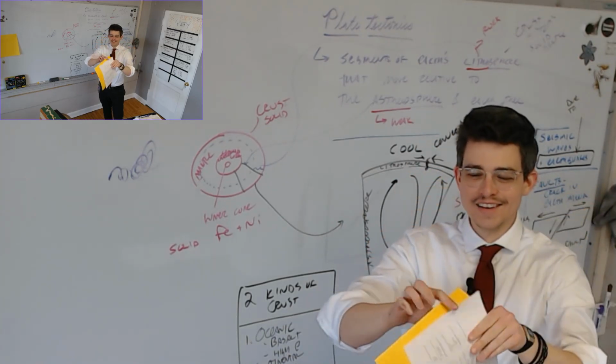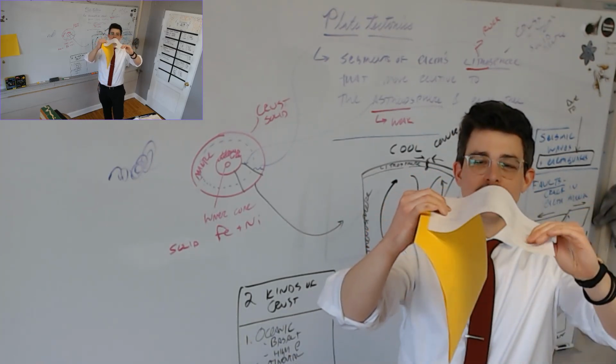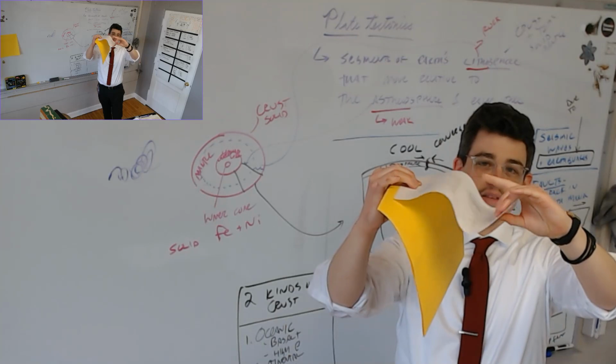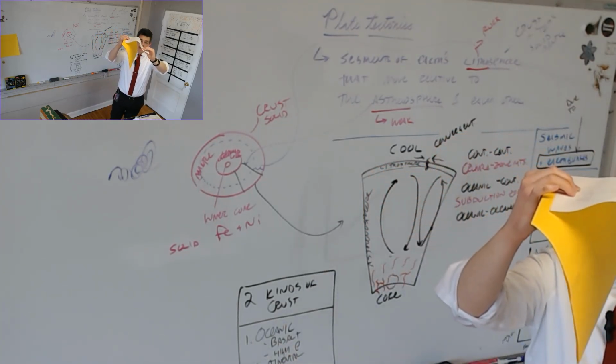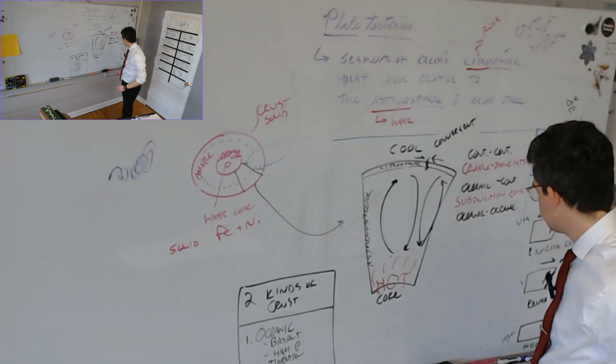Origami. I'm going to get this to look really good. There we go. Like that. That's what we end up with because this mountain range forms here because of the molten material coming up. And that's where we get a lot of volcanoes.